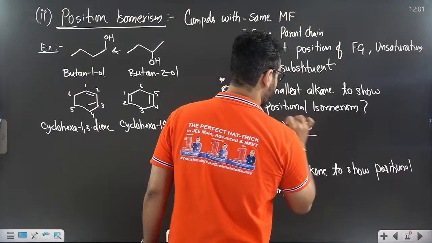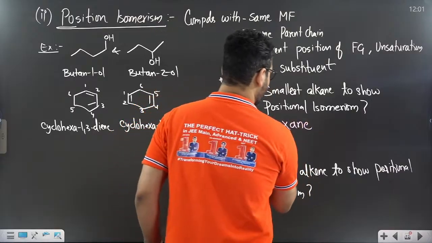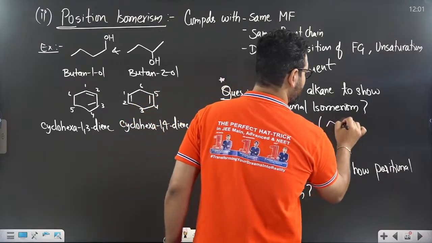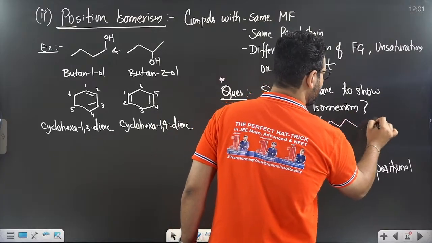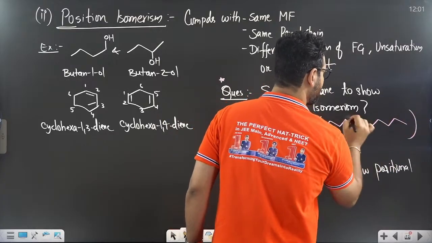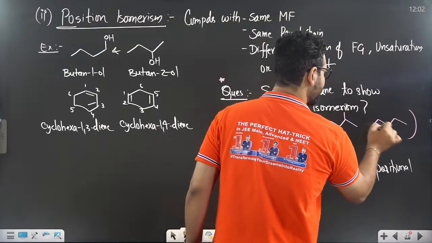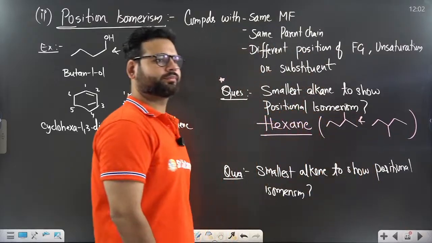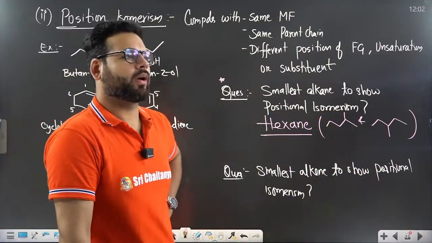Hexane. So in hexane, first time position isomers come when you get 2-methyl pentane and 3-methyl pentane. Okay.